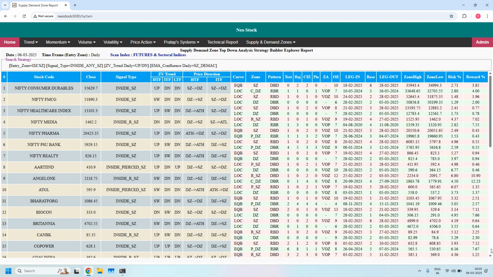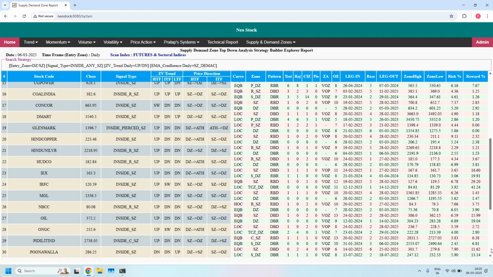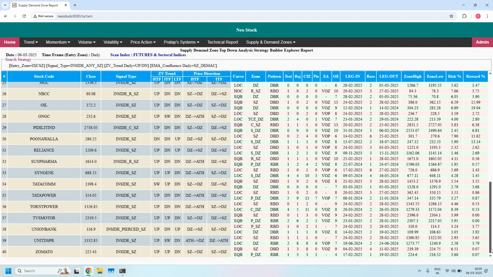Okay, first 15 stocks in the list. Nifty is not filtered. Nifty Financial Services is also not filtered. Okay, I am scrolling the list down. So total 40 stocks. Current price closed inside the daily supply zone, and also those daily supply zones are having daily EMA Confluence. Okay, this is about daily time frame.